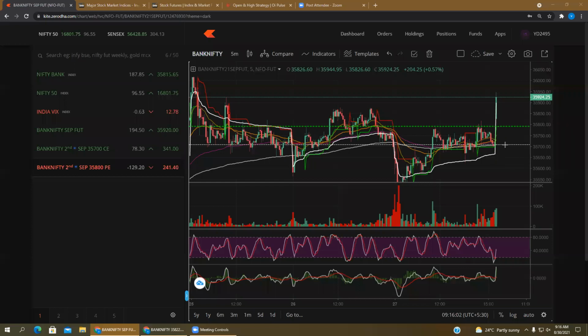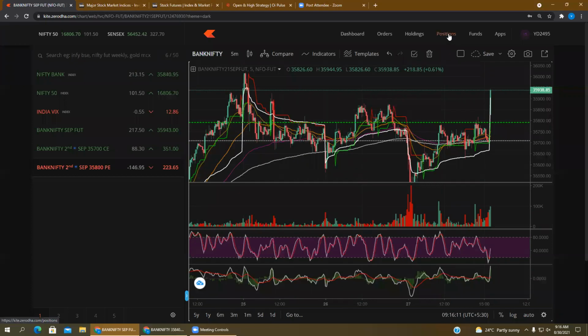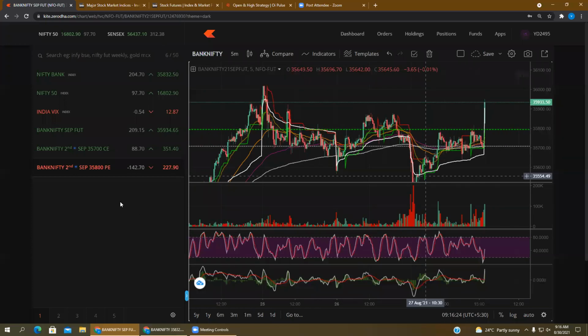So I booked my profits in the call. It was not here. I logged into my mobile phone. I'll share the trade also if you want. But I had taken 36,200 call in my phone. Right now, today, I'll show you when the setup comes, or I'll wait for the first 5-minute candle to close, and then I'll try to take a trade. This was an overnight position that I had carried.